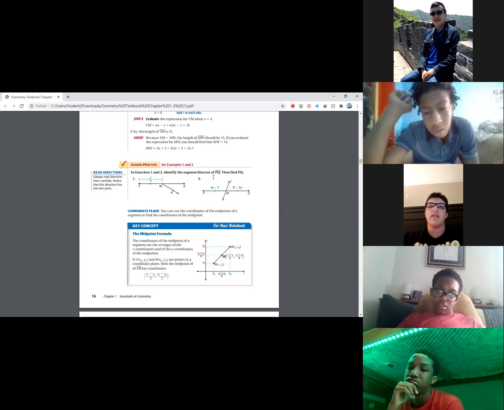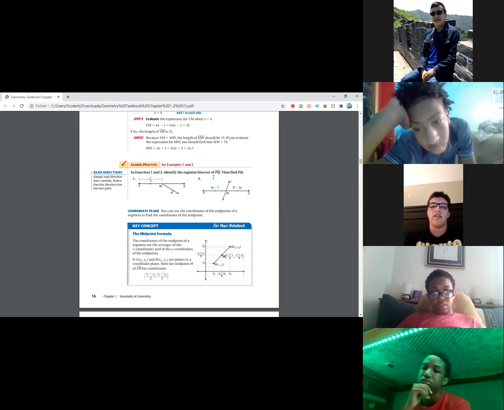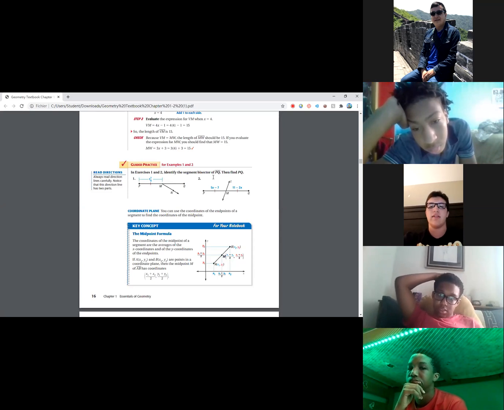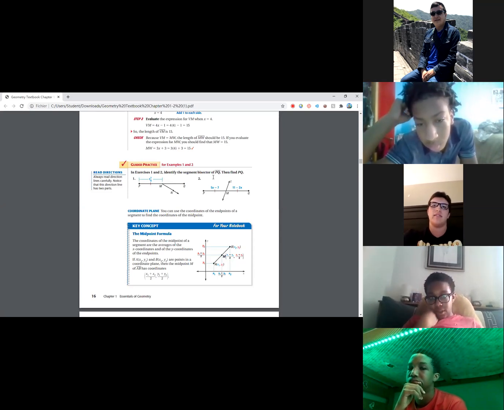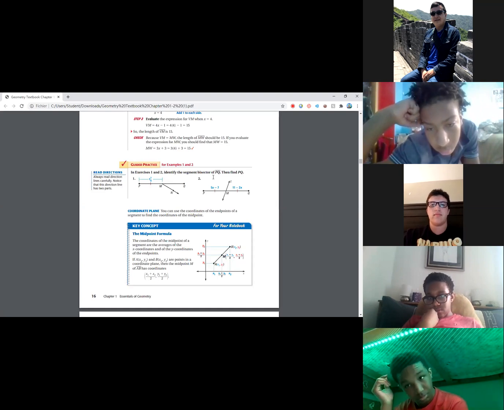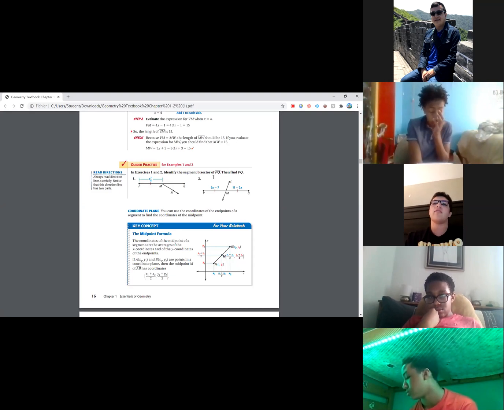Well, so for PQ, it looks like you can't find an exact number for the length, since it doesn't give you any values. But you could figure out what the length is in terms of x. Or no, I'm actually wrong. You can find the length.